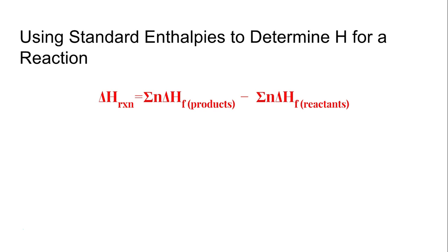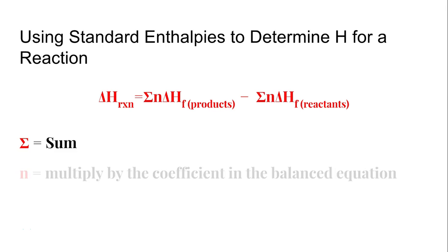Here's the formula, which can look really confusing. So I'm going to break that down for you as best I can. Number one, that crazy symbol means sum, or add up all the stuff. So we're going to look at the sum of the products and minus the sum of the reactants.